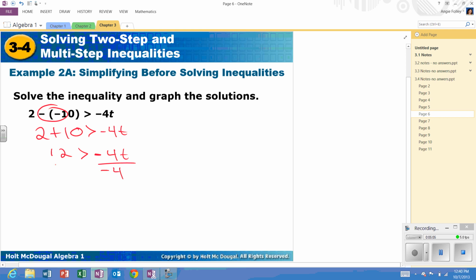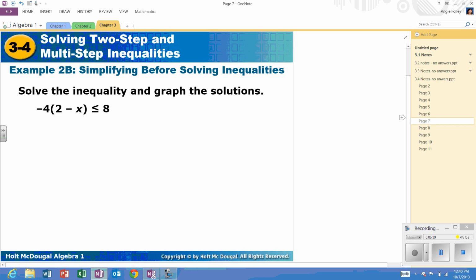Now we can divide by -4. Since we're dividing by a negative, we flip the sign. So t is greater than -3, or you can read it as -3 is less than t. So we're going to do an open circle at -3, and it says t, again, I'm going to read it with the variable first. t is greater than -3, so that means it's everything on the right side. Okay? Again, we only flip when we're dividing or multiplying by a negative.